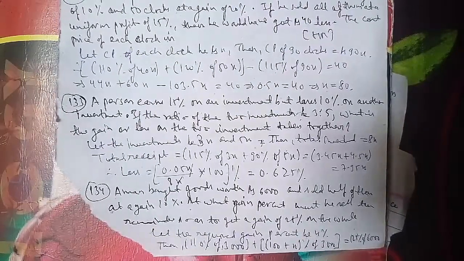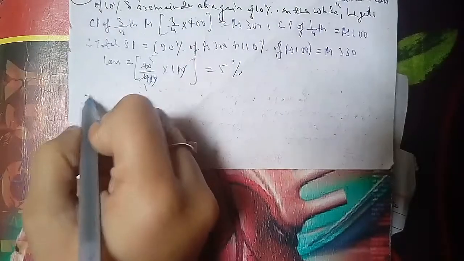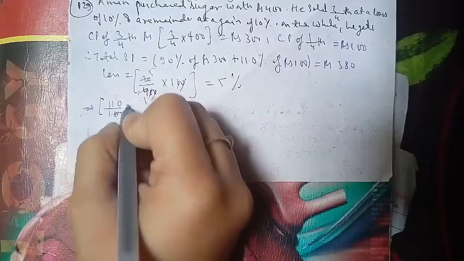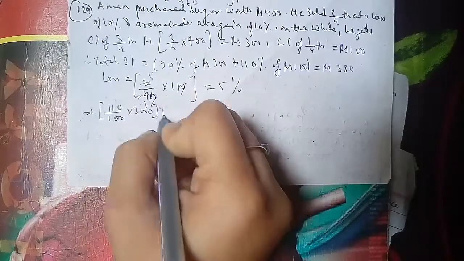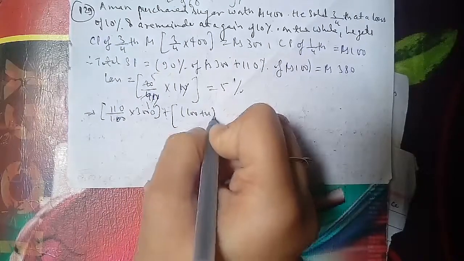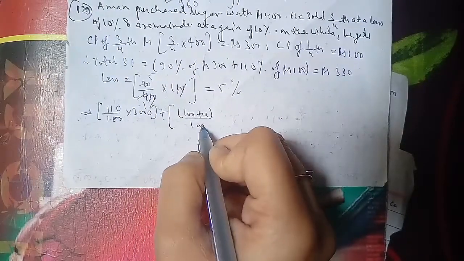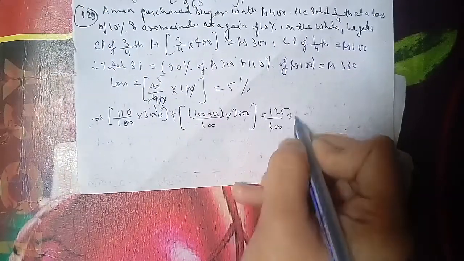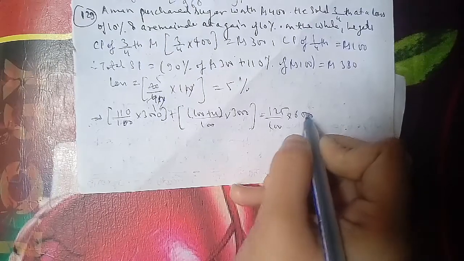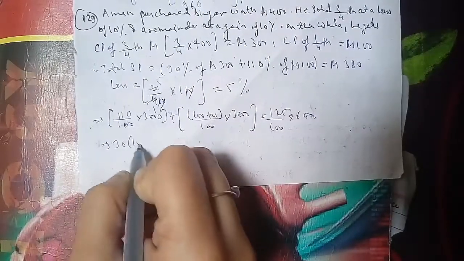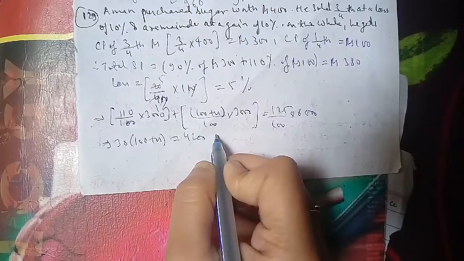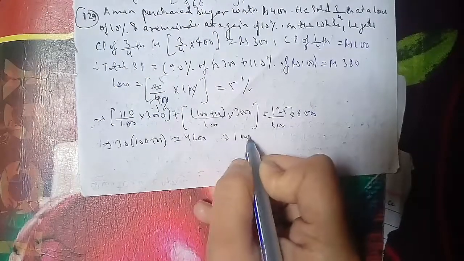Next we go ahead for the same. 110 upon 100 into 3,000 plus 100 plus x upon 100 into 3,000 equals 125 upon 100 into 6,000. So 3,300 plus 30 into (100 plus x) equals 7,500, which gives 100 plus x equals 140, and x equals 40%. That we get as an answer here.